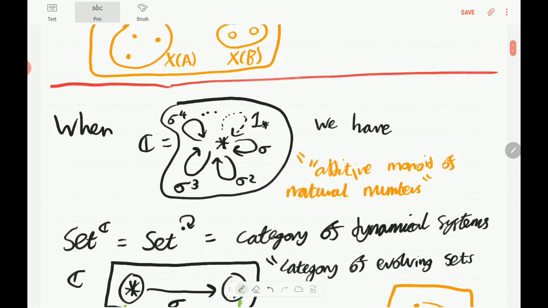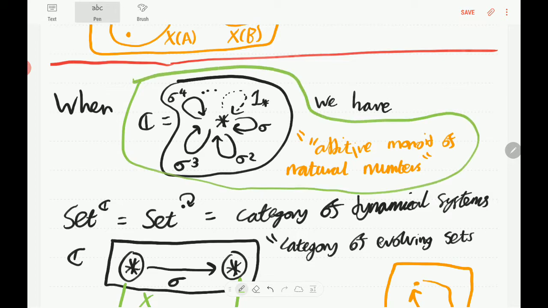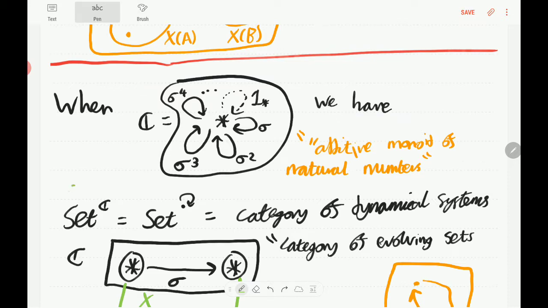Okay, so here's another very interesting category. The category set to the power of C, when we pick C to be this so-called additive monoid of natural numbers. If we do this, then this category set to the power of C, we call the category of dynamical systems. Now, I've already discussed this in my video on graphs and dynamical systems. So basically this category C has a single object that we call star.